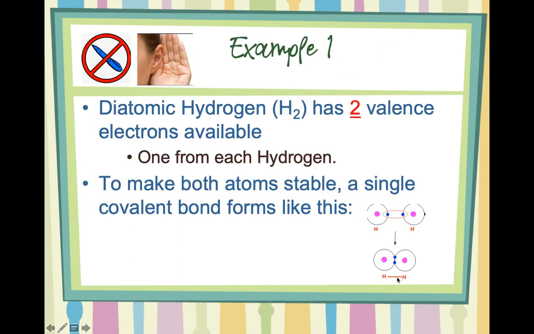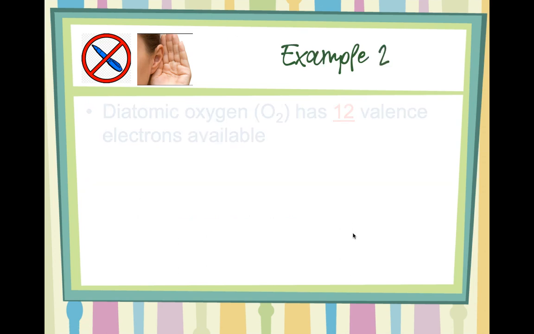That's the idea. So a single bond makes the whole molecule stable now because this hydrogen has access to two electrons filling the s sublevel. This hydrogen has two electrons filling the s sublevel. Okay, so that's really a very simple example. Same idea though, let's make it a little bit more complicated.